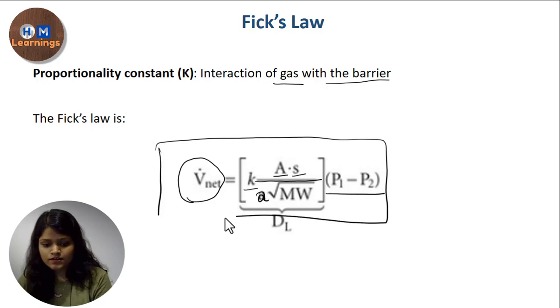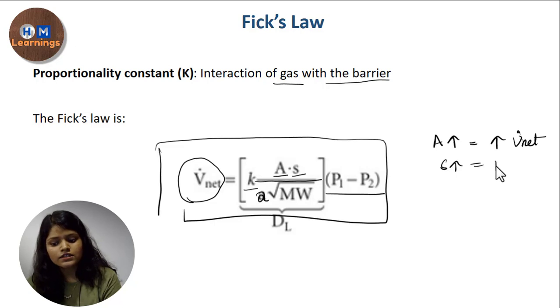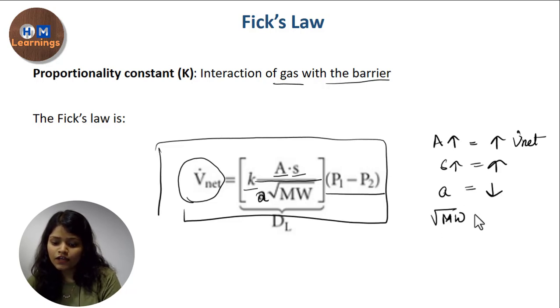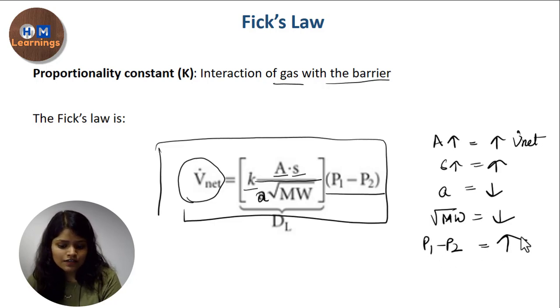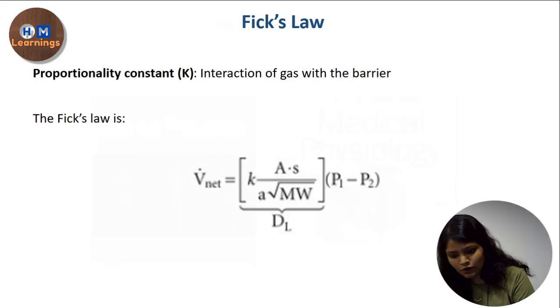So if there is an increase in the area of the membrane, what will happen? There will be an increase in the diffusion rate. If there is an increase in the solubility, there will be an increase in the diffusion rate. If there is an increase in the membrane thickness, a decrease in the diffusion rate. If there is an increase in the molecular weight, a decrease in the diffusion rate. If there is an increase in the pressure gradient or the concentration gradient, an increase in the diffusion rate. So this is how we come to the end of this video.